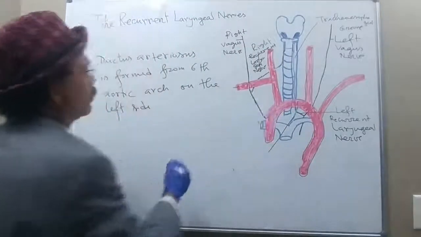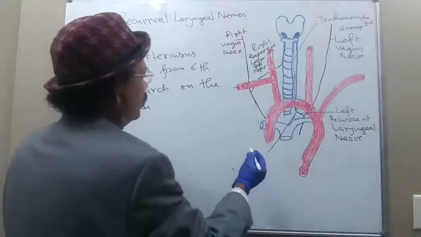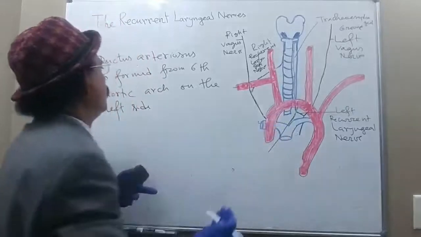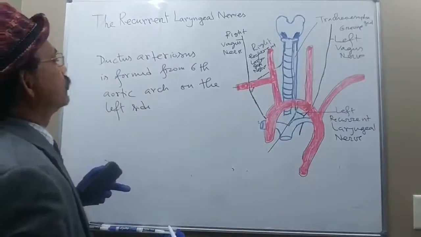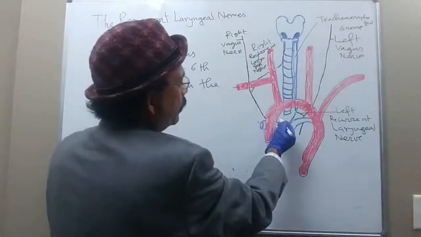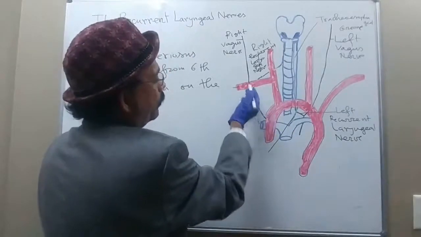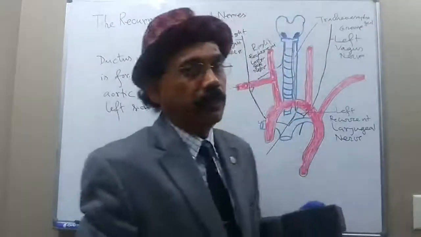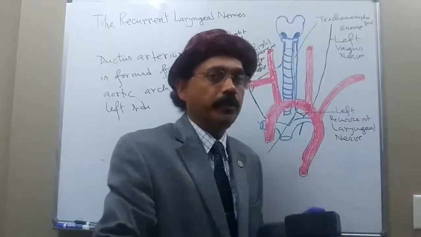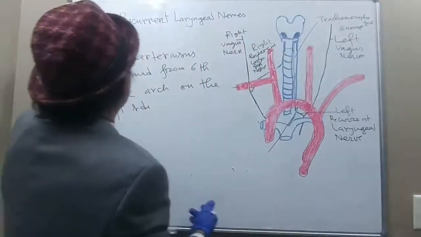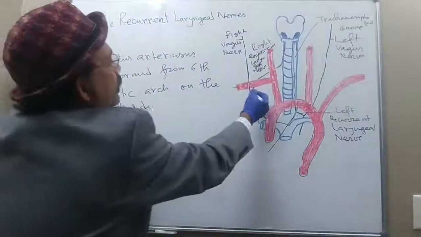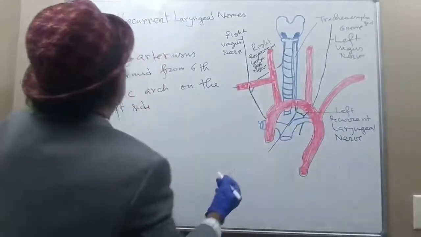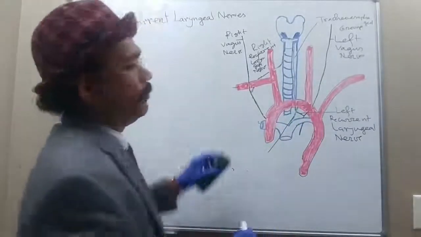This is not present on the right side. On the right side there is no ductus arteriosus, there is no distal part of the sixth aortic arch. So on the right side it is turning around the right subclavian artery because the fifth aortic arch is missing on both sides. There is no fifth aortic arch, it disappears very soon. That's the reason the right recurrent laryngeal nerve's beginning is higher than that of the left recurrent laryngeal nerve. That is the embryological basis.